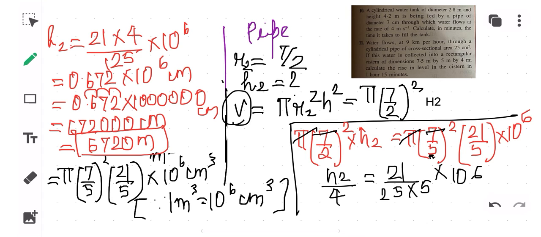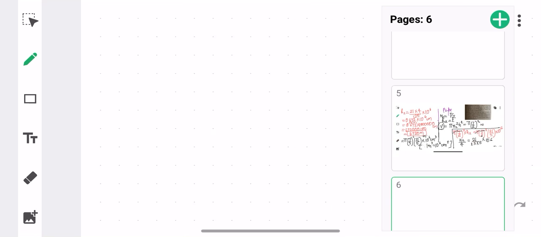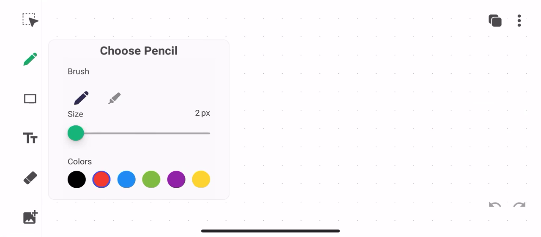So 6720 meter, what you are getting, children, is the height or the length of the pipe, but it is understood that this cannot be the length of the pipe. So I'll be solving this on another page. For 1 second, how much is the water that is flowing? 4 meter. So you will write 4 meter is equal to 1 second.